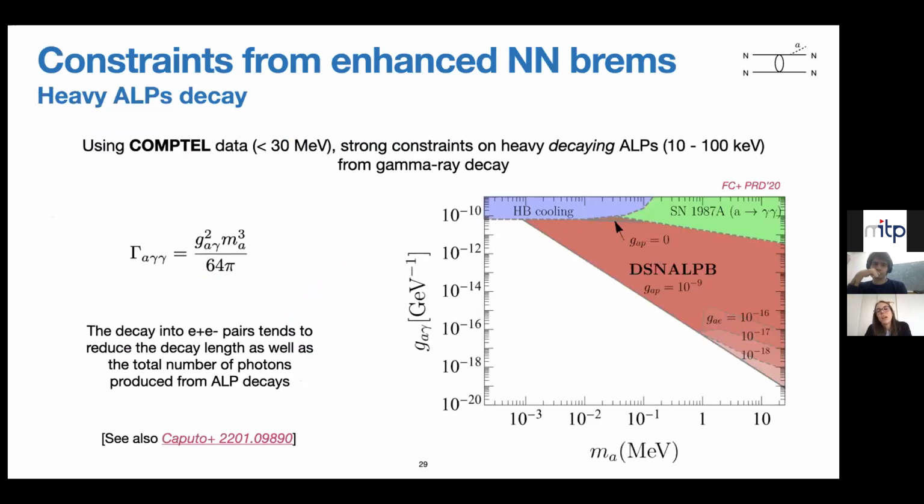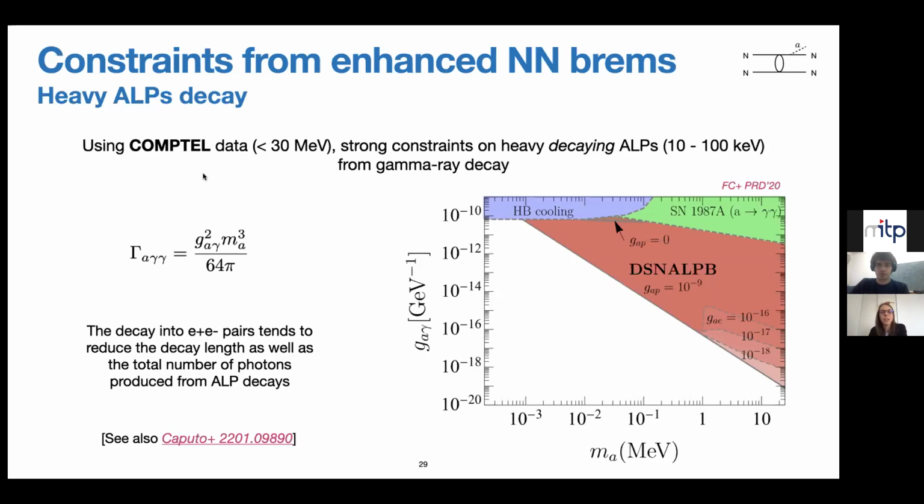So if you consider this additional production channel and heavier ALPs, then the conversion probability is not efficient any longer because it degrades with high masses. But you open up the possibility for the axion-like particle to decay into 2 photons. And this goes as the mass of the ALPs to the cube, so it becomes more and more efficient for heavy ALPs.